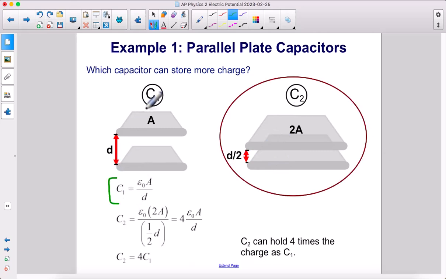For capacitor 1 we have a capacitance of epsilon naught A over D. For capacitor 2 we have 2A and 1/2 D. When we do the algebra, this 1/2 flips up to the top, and we get 4 epsilon naught A over D, which is 4 times what we started with, C1. So capacitor 2 can hold 4 times the amount of charge as capacitor 1.